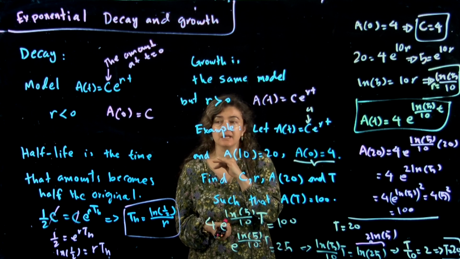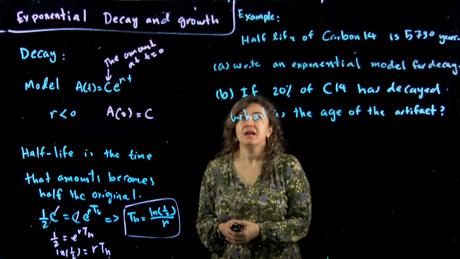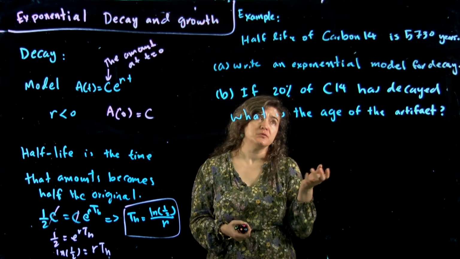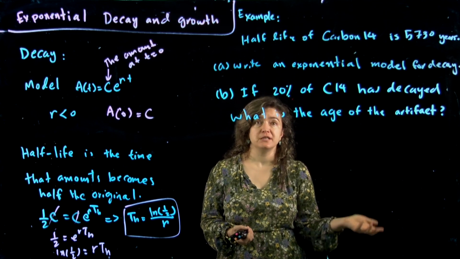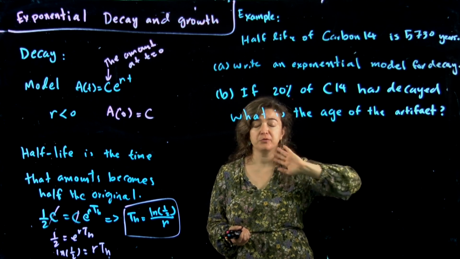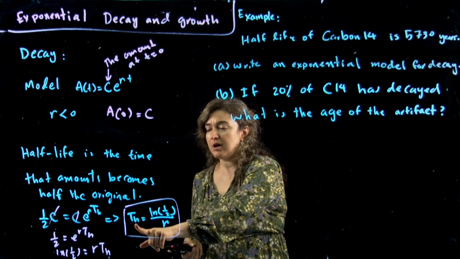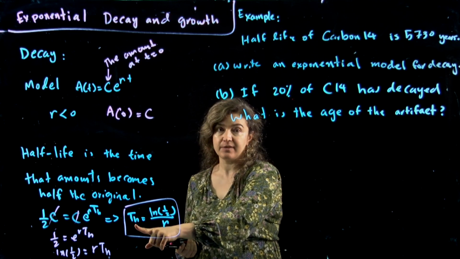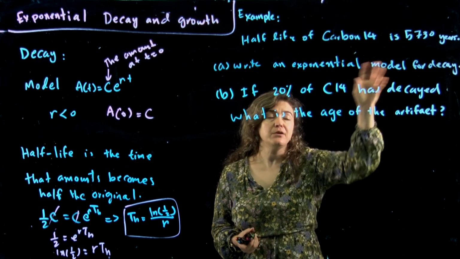Next, I'm going to do one exponential decay, one carbon 14 decay problem up on the board. So in an exponential decay problem, let's say the half-life of carbon 14 is 5,730 years. First of all, write an exponential model for the decay. Then find, if 20% of the carbon 14 has already decayed, what is the age of the artifact? Over here, I gave you a formula. If you know the rate of the decay, you can figure out what the half-life is. In here, the half-life is given, and you want to find the rate of the decay. How do we go about this?